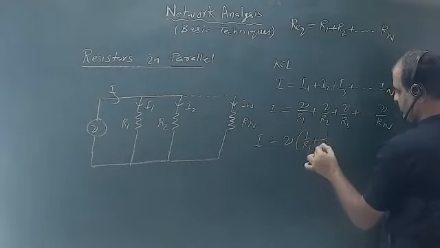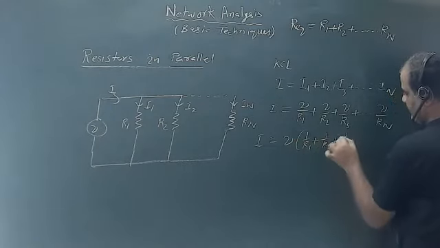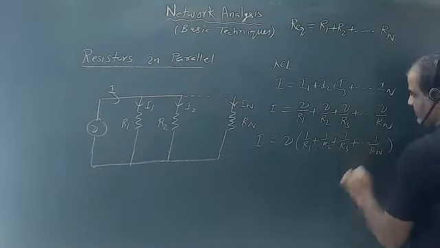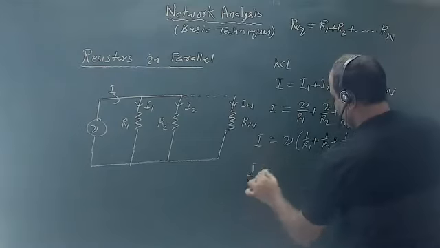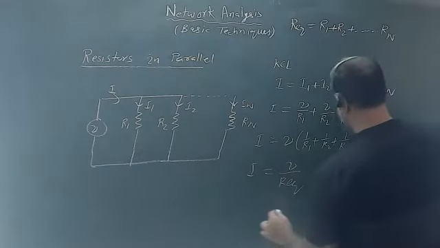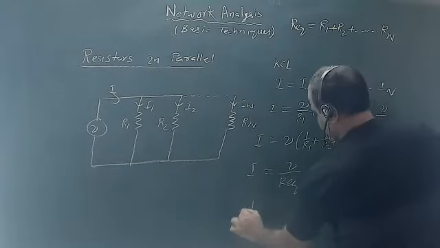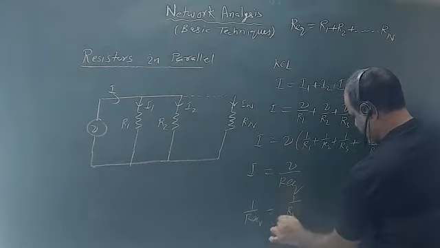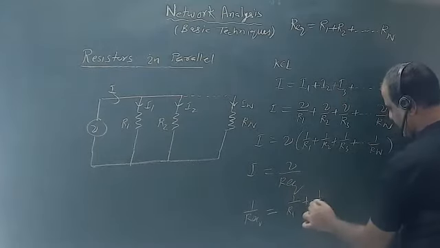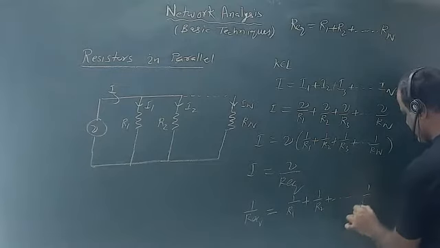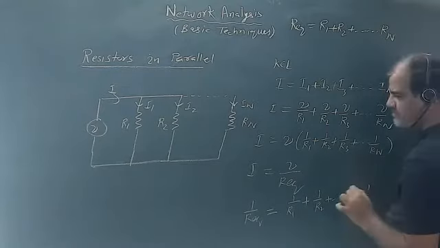Now V common हो जाएगा, 1 upon R1 plus 1 upon R2 plus 1 upon R3 up to 1 upon Rn. So this I can write V upon R equivalent, where 1 by R equivalent is equal to 1 by R1 plus 1 by R2 and 1 by Rn. So these things you know already.